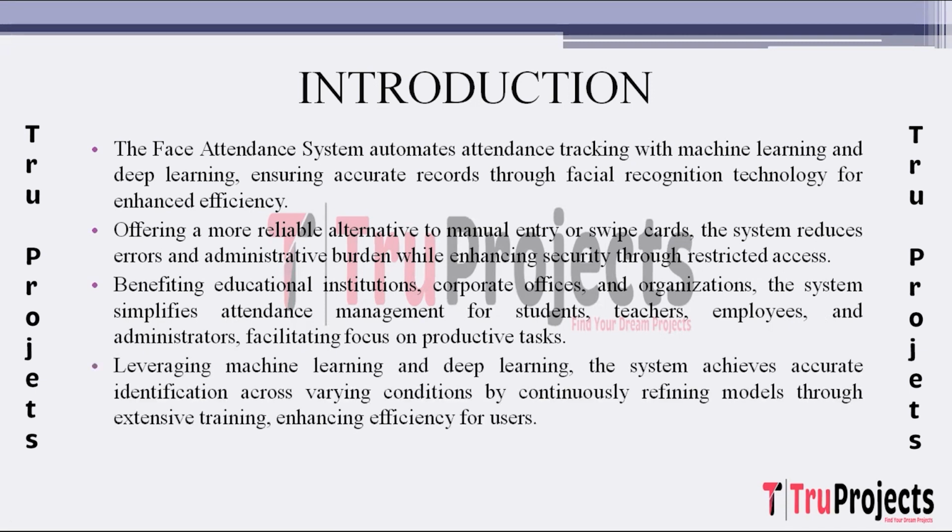Machine learning and deep learning algorithms play pivotal roles in the functionality of the face attendance system. These technologies enable the system to learn and adapt to different facial features and variations, ensuring accurate identification even in varying lighting conditions or angles. By continuously refining their models through training on large datasets, the system can achieve high levels of precision and reliability in attendance tracking, thereby enhancing overall efficiency and convenience for users.